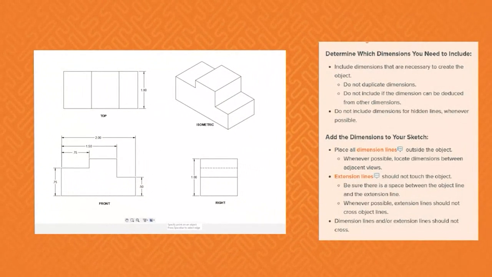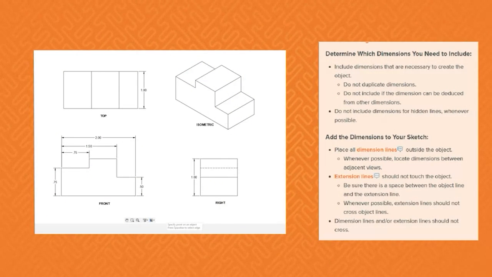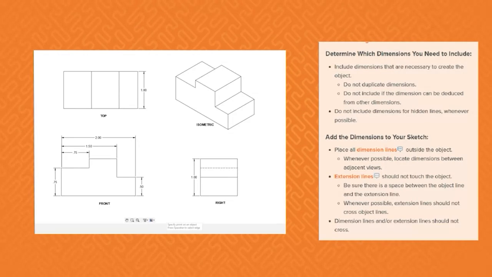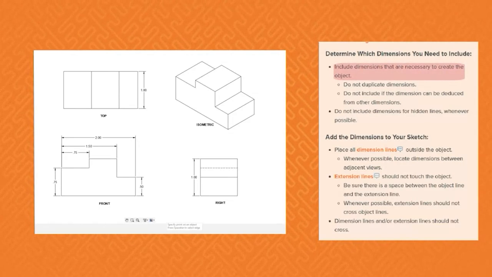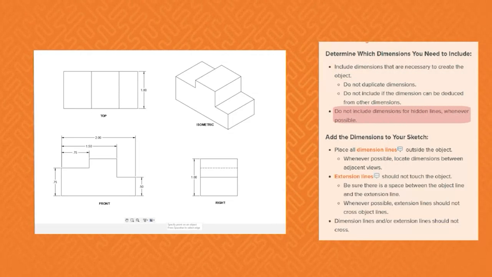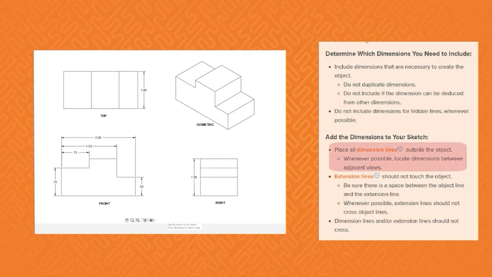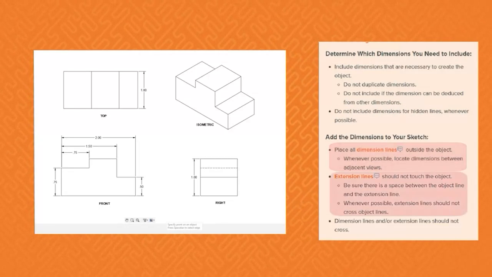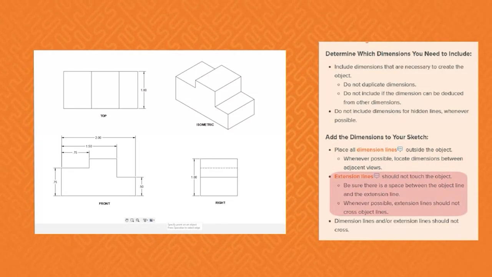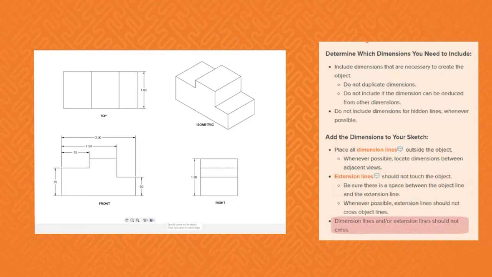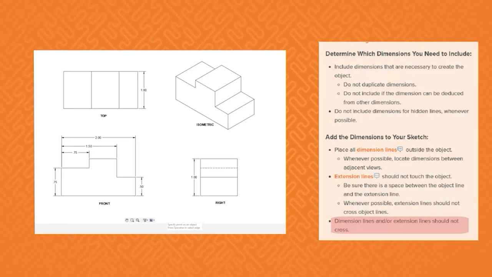All necessary dimensions have been added and all the conventions have been followed, allowing the reader to recreate the object accurately. No unnecessary dimensions are included. No dimensions are included for hidden lines. All dimension lines are located outside the object and between adjacent views whenever possible. Extension lines do not touch or cross the object. And finally, no dimension lines or extension lines cross.